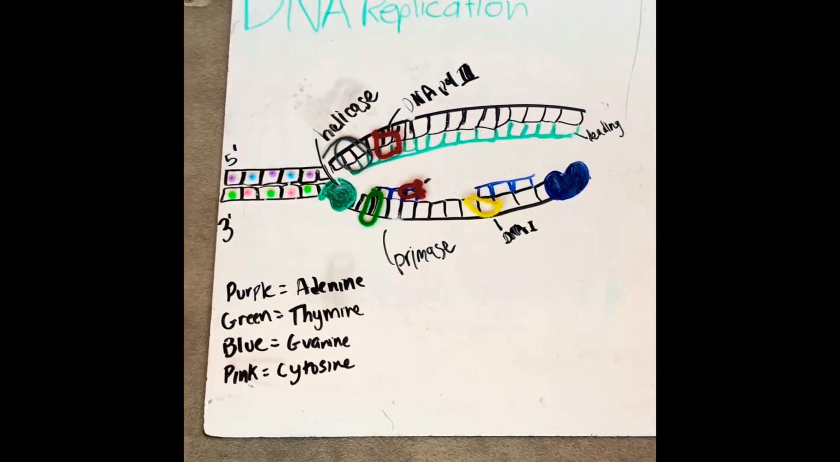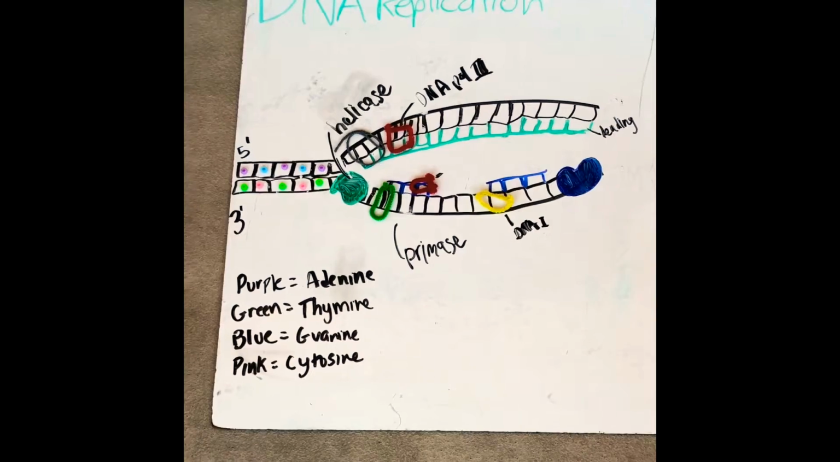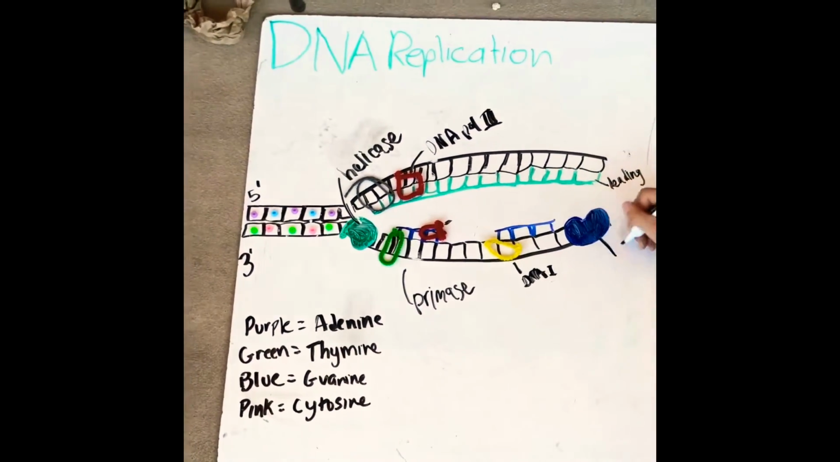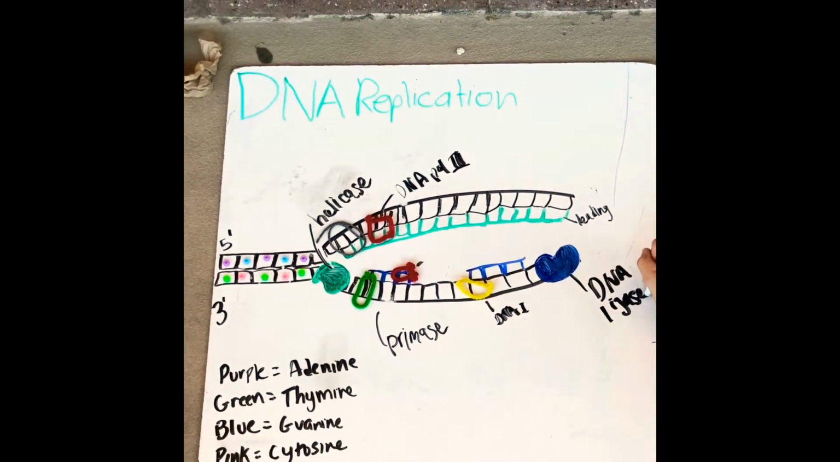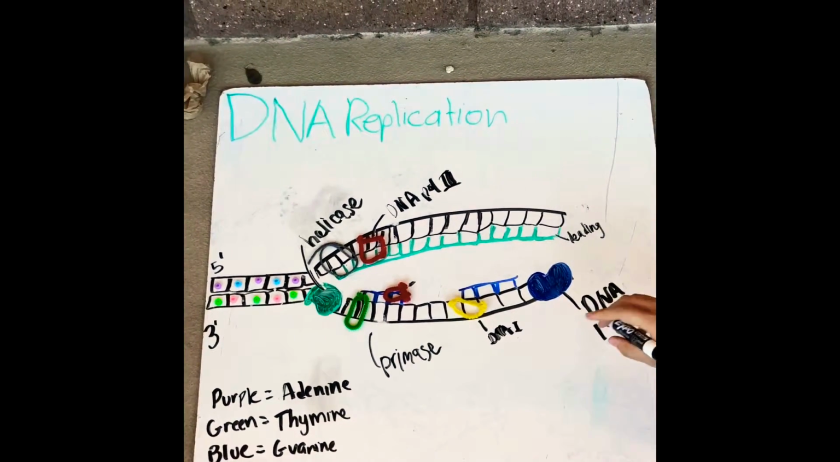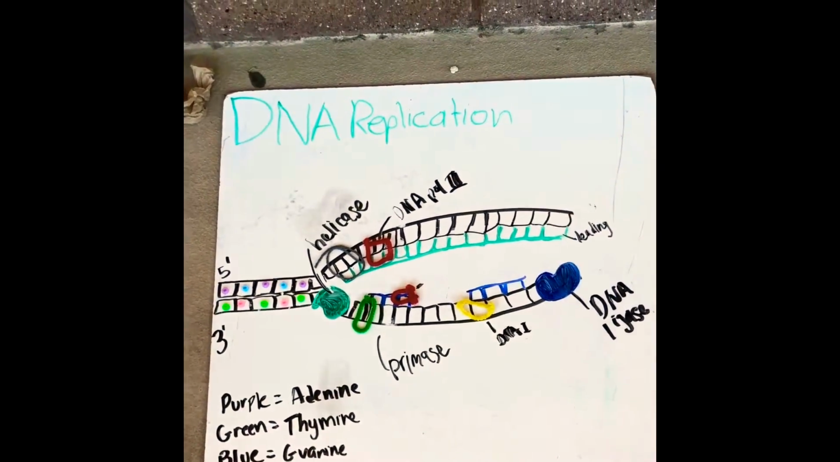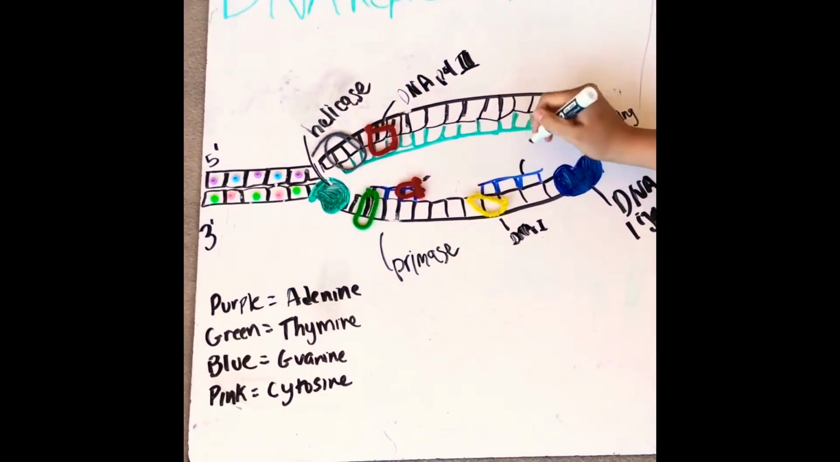After the last addition, the backbone is left with a free 3' end. And then this DNA ligase joins the 3' end of fragment 2 to the 5' end of fragment 1. And then remember that this is the lagging strand.